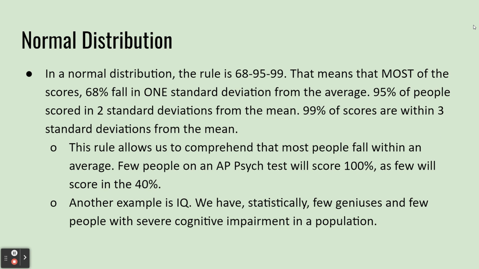This rule allows us to comprehend that most people fall within average. Few people on an AP Psych test will score 100%, as well as few people are going to score 40%. Another example of how this works in everyday life is IQ. Statistically, we have very few geniuses and very few people with severe cognitive impairment in a population. The majority of people fall around average.